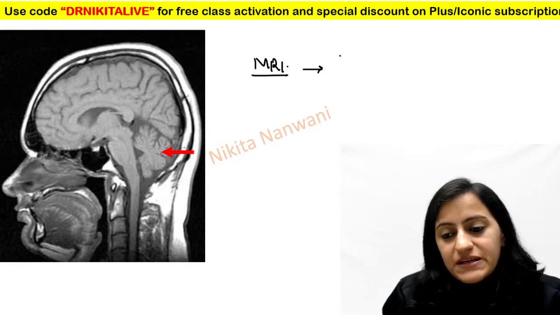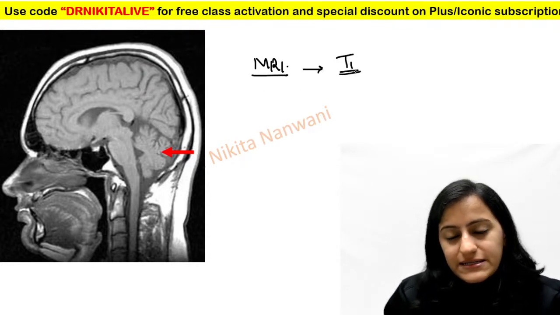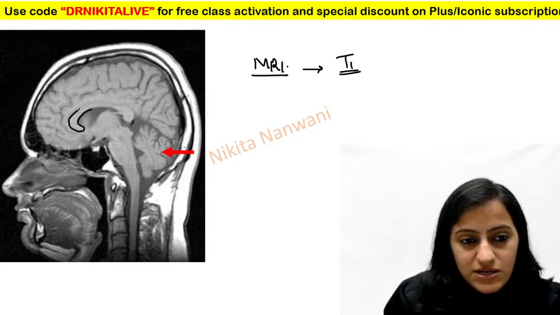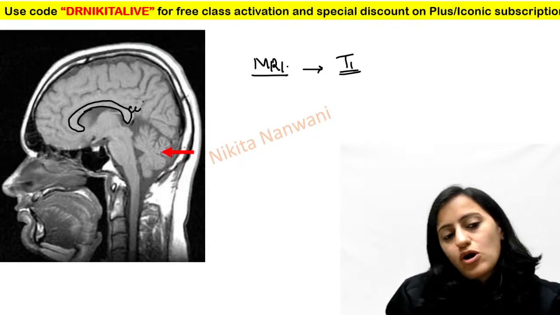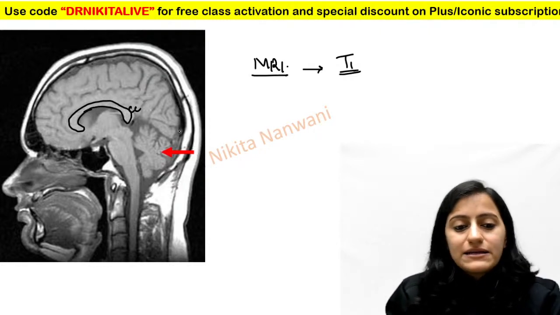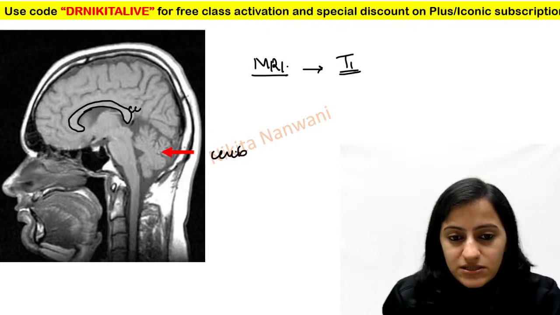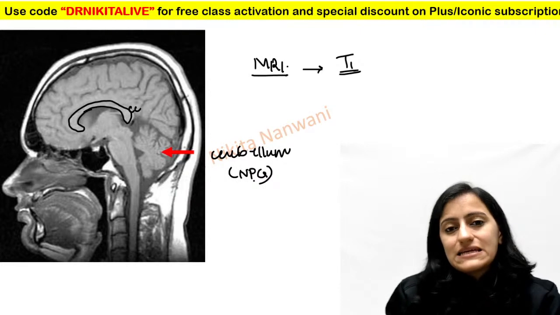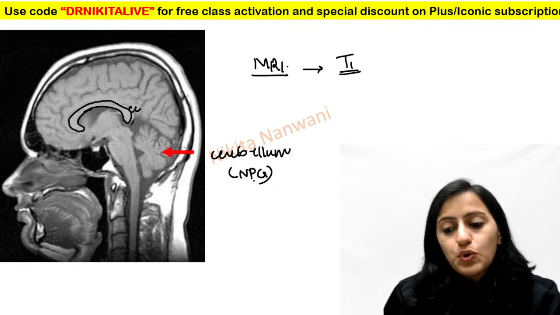This is a T1 weighted MRI, because the white matter is white. What is this structure here that you see? Very, very important again to identify. This is the corpus callosum. So white matter is white, and the labeled structure here is the cerebellum. This has been asked in NEET PG 2019. So that is why it's important to know this.